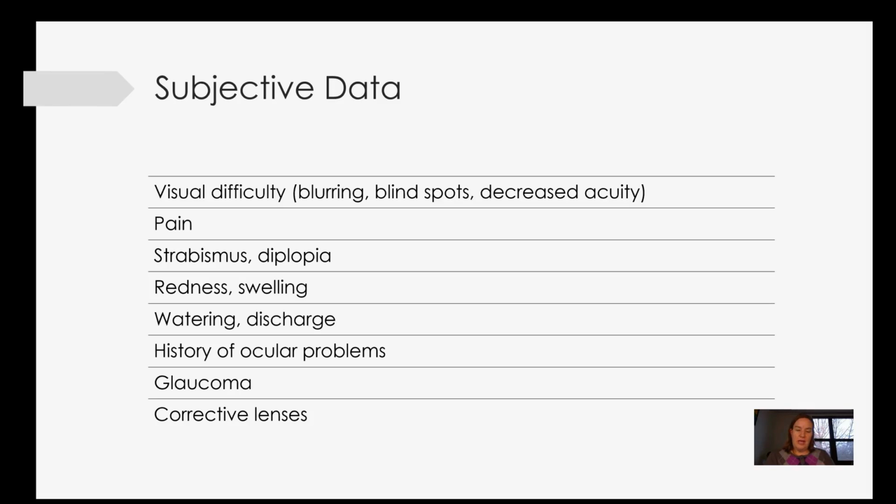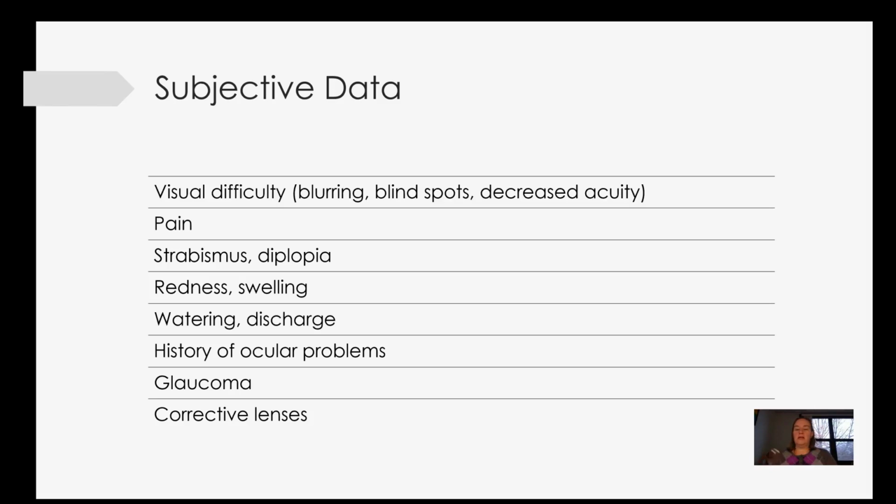We ask about a history of any ocular problems. So what's going on with the eyes? Do they have a history of macular degeneration or cataracts or anything like that? Okay, glaucoma is another concern that we ask about, and corrective lenses.